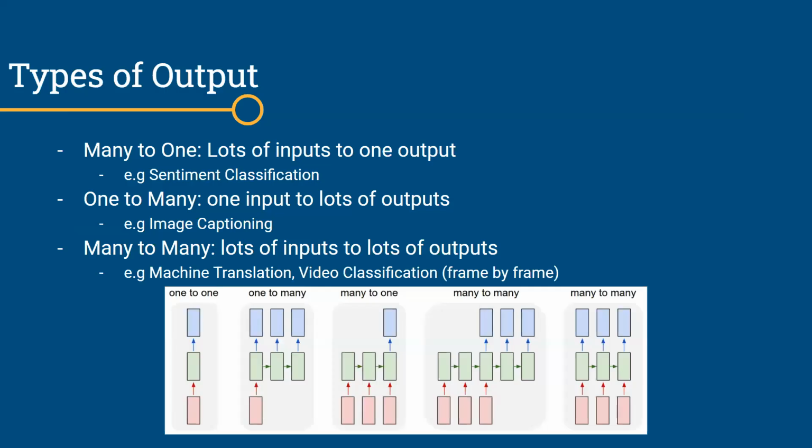So, in terms of types of output, there's quite a few. These are the main types of outputs for neural networks or functions in general that we really want to consider. But a recurrent neural network can do a few of these very, very well.